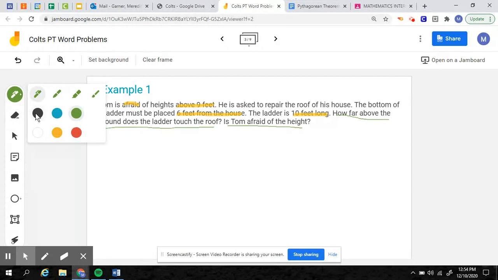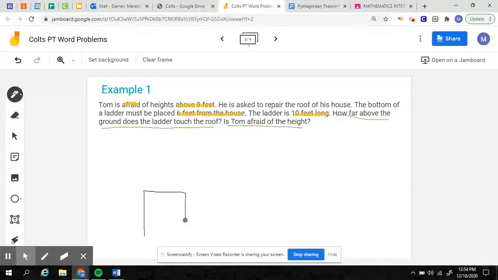So we've underlined, we've read our problem. We're going to draw our picture now. These pictures don't have to be fancy, but they should show what is going on in the problem. So here is our house with our roof, and we know we have a ladder leaning against it. That ladder is going to go up to the roof so that they can make repairs. Okay, so here's my ladder. It's leaning up against the house.